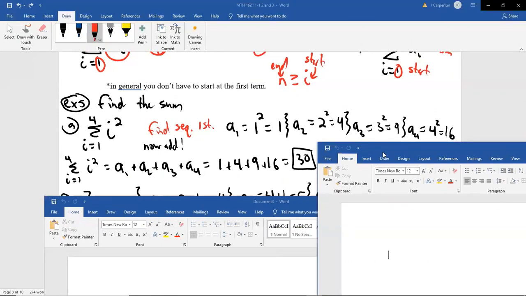So there we go. The sum of the first 4 terms of the squared sequence, i squared, is 30. If I wanted to add the first 5 terms, all I would do is change that 4 in the top to a 5. I'd figure out that a sub 5 would be 5 squared, which is 25, and then I'd add another 25 to this, which would be 55. And that's it.